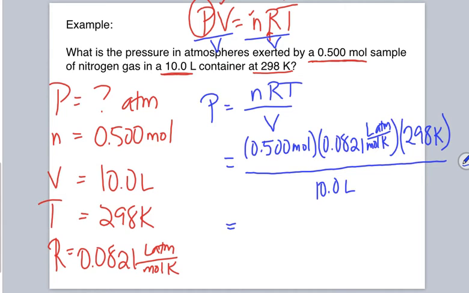And so we check. Moles cancels moles, kelvins cancel kelvins. That leaves us with liter atmospheres in the numerator of this fraction and just liters in the bottom. Liters cancels liters. It's going to leave us with no other units other than atmospheres, which is good because that's what we are looking for. We want to know what the pressure is going to be in atmospheres. Then you plug them into the calculator. 0.5 times 0.0821 times 298 divided by 10 gives us a pressure of 1.2 atmospheres.